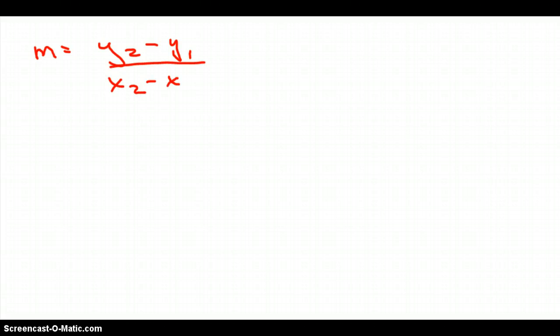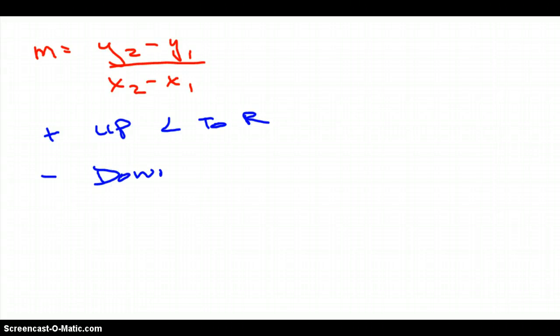y2 minus y1 over x2 minus x1. M equals y2 minus y1 over x2 minus x1. Okay. What else do you know about slope? It can be positive or negative. Okay, it can be positive or negative. It can be positive if what? If it goes uphill. From? Left to right. Okay, so it's a positive slope if it goes up from left to right. Okay? Negative if it goes down from left to right. Okay, what else do you know?